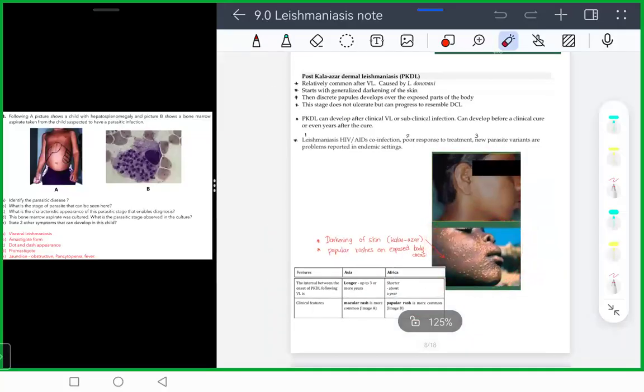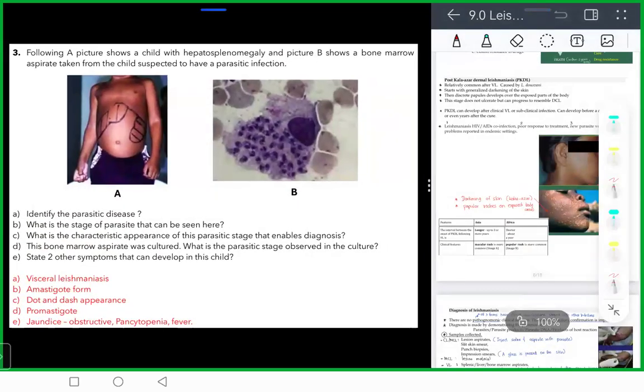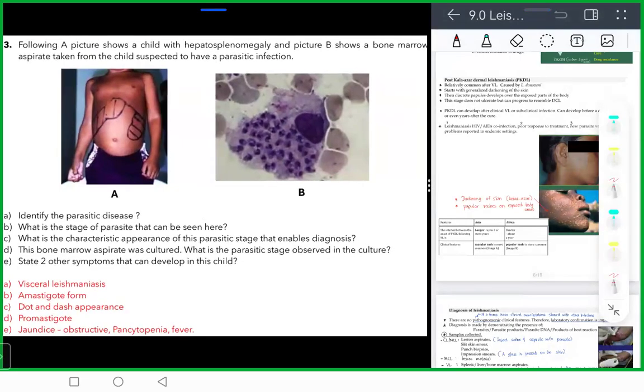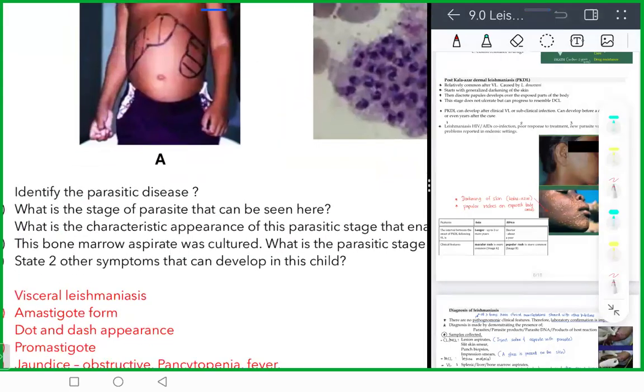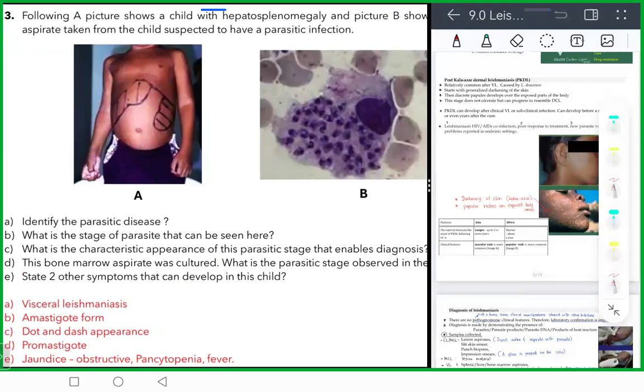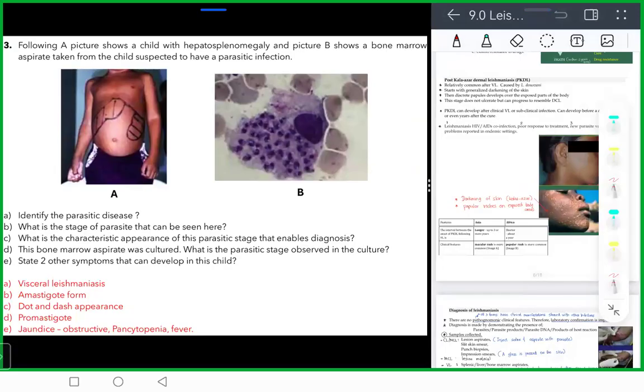As a summary, here we discussed the clinical picture of visceral leishmaniasis, which is caused by Leishmania donovani, showing the amastigote form in the bone marrow, and it has the diagnostic dot and dash appearance. In the culture, the promastigotes are identified, and the key complications include jaundice and pancytopenia plus mild fever. We have to make an early diagnosis, and treatment is critical, otherwise it can be fatal.